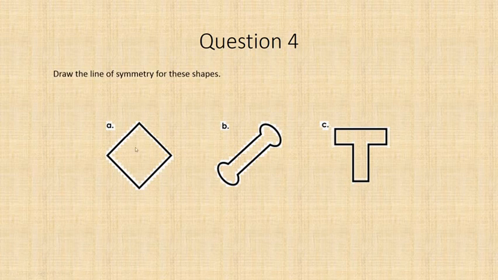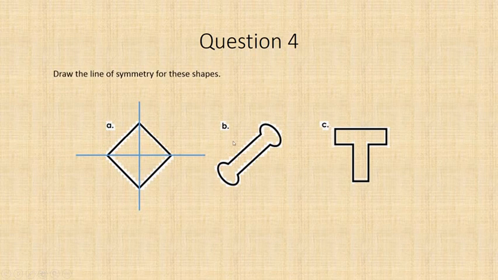Okay, so here, the first one, I can see a rhombus. I can see that it's not a square, guys, it's a rhombus. Because the difference between a square and a rhombus is that a square has a right angle, but this is not a right angle. So it's a rhombus here, and I know that the rhombus has 2 lines of symmetry, which is cutting it into half from here, and cutting it into half from here. So these are the 2 lines of symmetry for the rhombus.